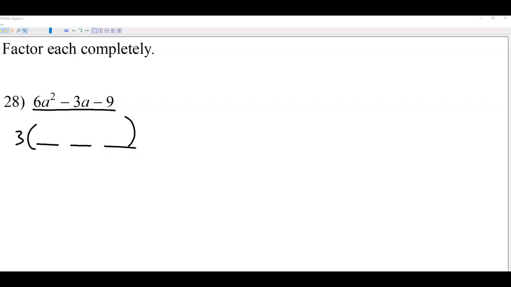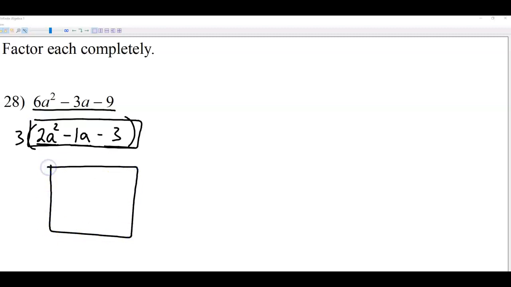So 6 divided by 3 leaves 2. 3 divided by 3 leaves 1. And then 9 divided by 3 leaves 3. Next, we're going to do the box method on this part that remains. And when I'm done, I'm going to have my 3 in the front still. And then the box method will give me these two results down here.